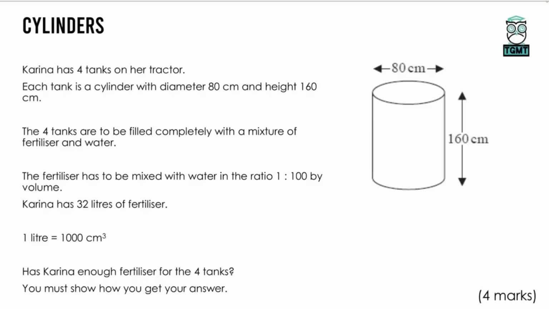Well, for starters, we need to actually work out the volume of one of these cylinders. So the volume of a cylinder is the same as any other prism. You get the area of the cross-section and times it by the height. Now the area of the cross-section here is a circle. So we need to get the area of this circle. To do that, we want to know what the radius is.